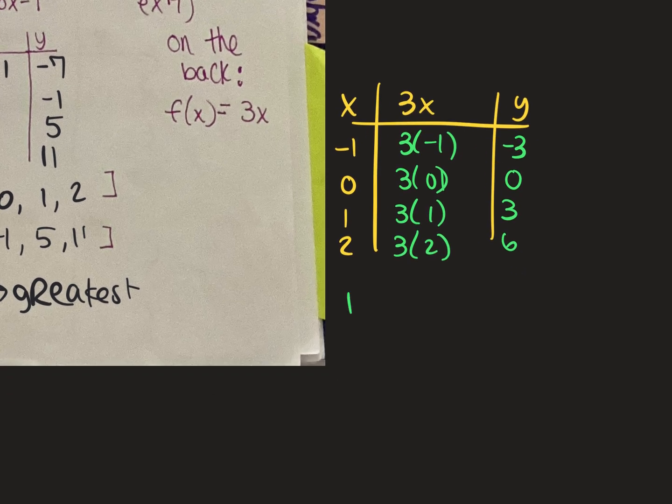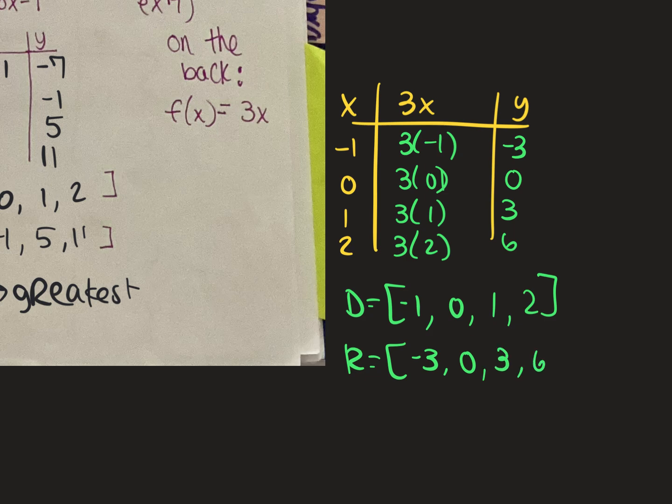Domain, you need to put brackets, -1, 0, 1, 2. Range, brackets, -3, 0, 3, 6. End of brackets.